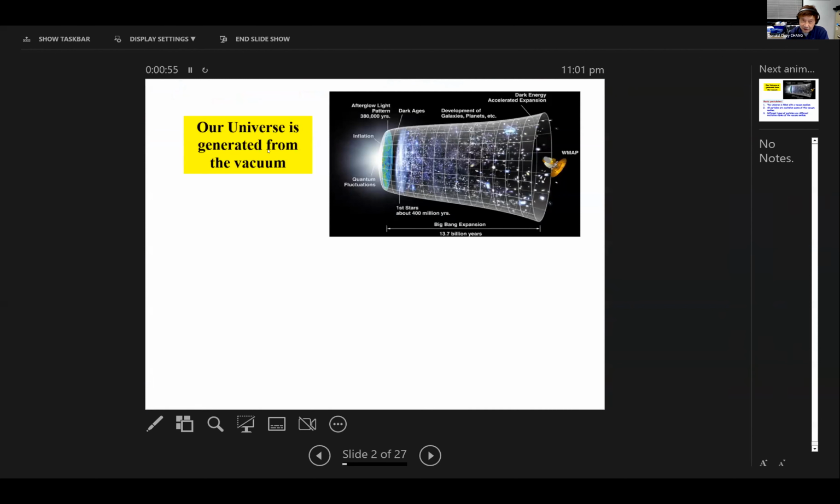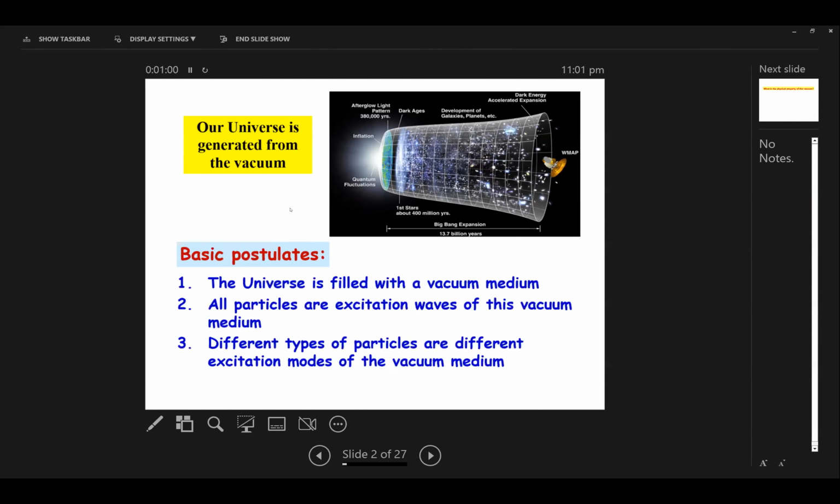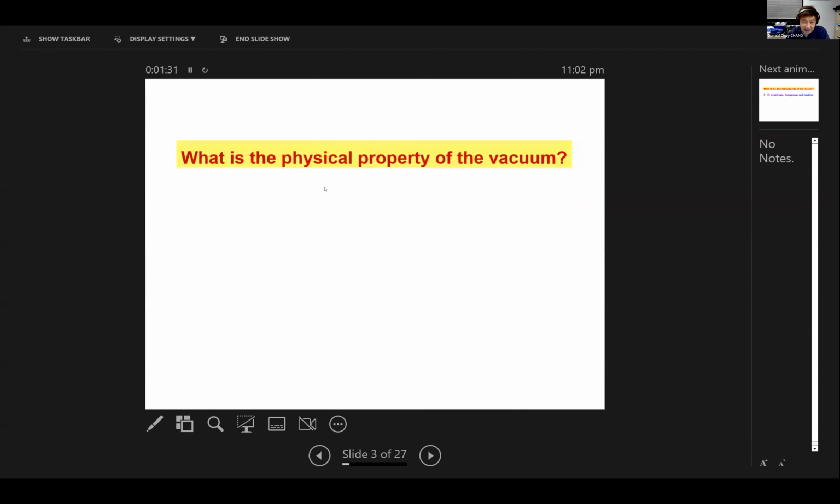Okay, so we know our universe is generated from the vacuum. The vacuum in the sense of the quantum vacuum, not the mechanical vacuum. The basic postulates in my work are the following. The universe is filled with a vacuum medium, and all particles are excitation waves of this vacuum medium, and different types of particles are different excitation modes of the vacuum medium. Therefore, both the photon and the electron are excitation waves of the vacuum, but of course they propagate in different excitation modes. So the key question is, what is the physical property of the vacuum?